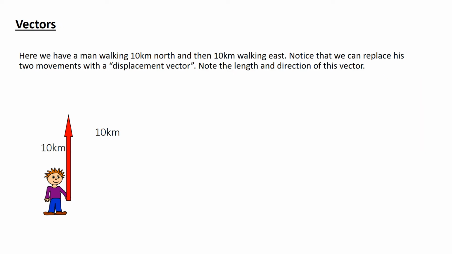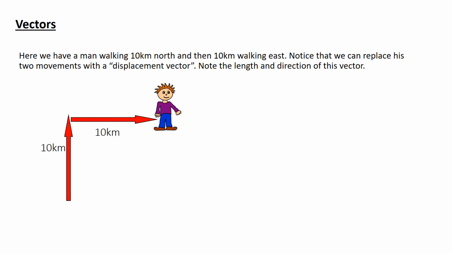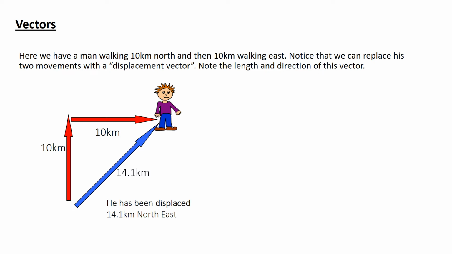So vectors. Here we have a man walking 10 kilometres north and then 10 kilometres east. And notice that you can replace these two movements with a displacement vector. So he walks 10 kilometres north, 10 kilometres east. Note the length and direction of this vector. Again, we're using my old friend Pythagoras' theorem, or you can draw it out to scale. All right, so he's been displaced by 14.1 kilometres northeast.